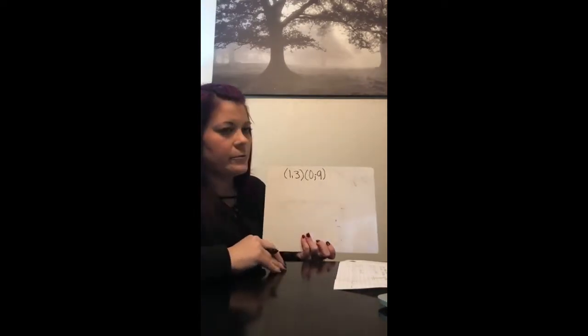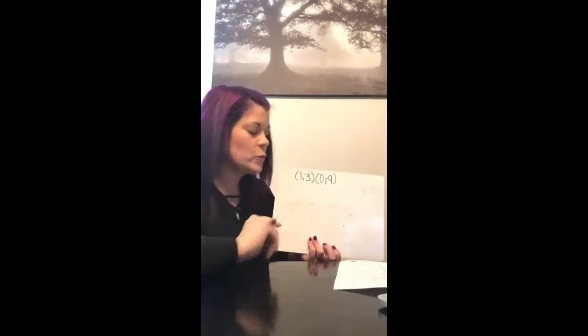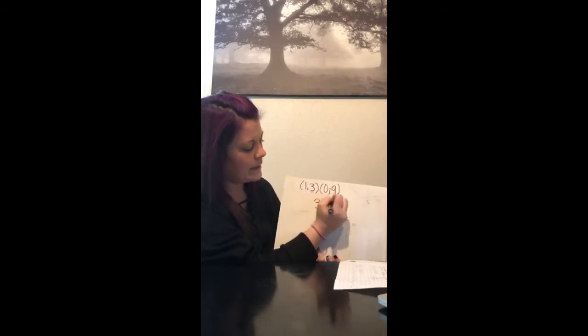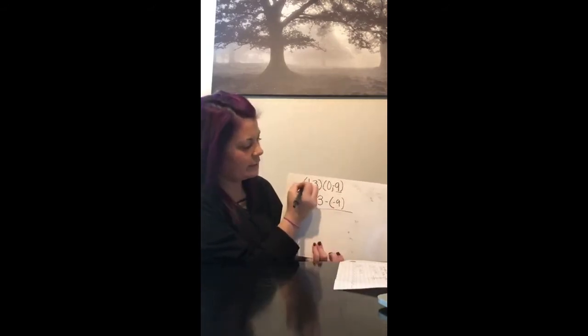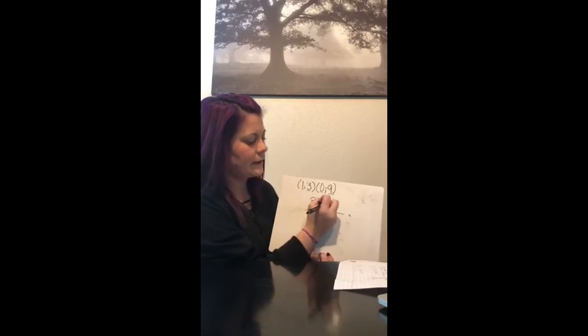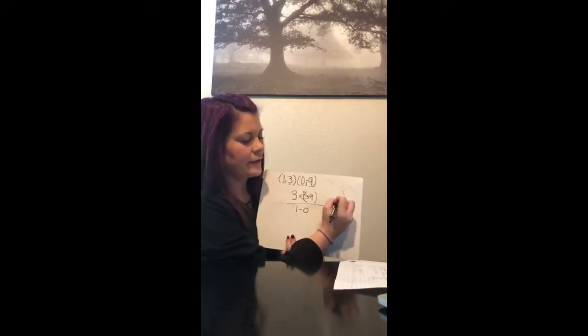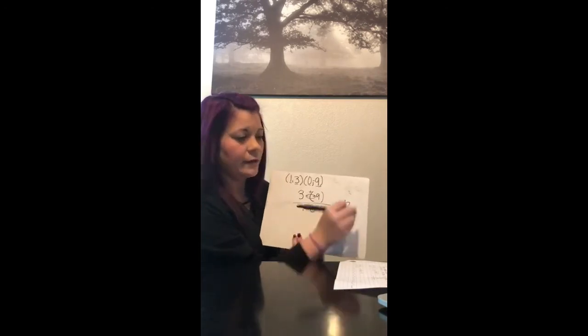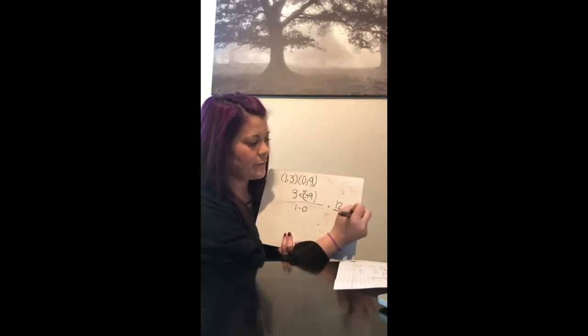Let's do another slope. (1, 3) and (0, -9). So the change in y's, 3 and -9, so that'd be 3 minus -9 over the change in x's, 1 minus 0. So 3 minus -9 is 12, and then 12 over 1 minus 0 is just 1. Well, 12 over 1 is just 12.